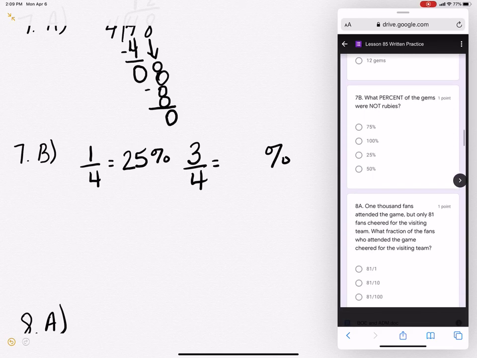Now, 7B is kind of what I warned you about. What percent of the gems were not rubies? So 1/4 is like having 1/4 out of 4, and that is 25%. But we want to know what percent was not a ruby. So 3/4, if you have 3/4, is 75%.